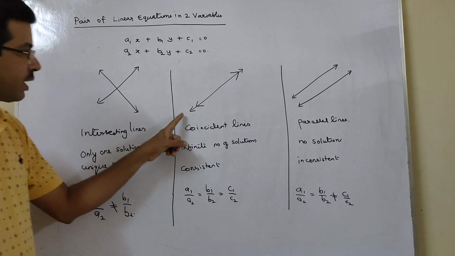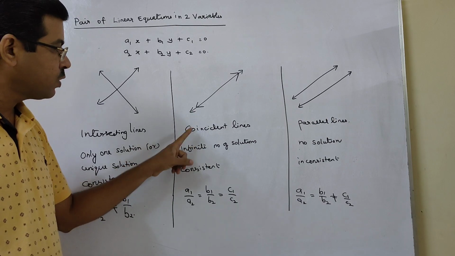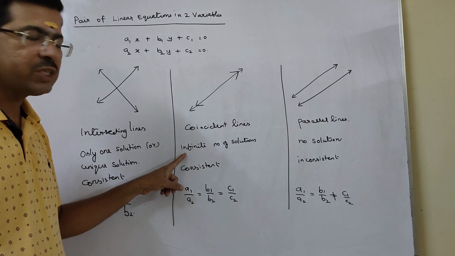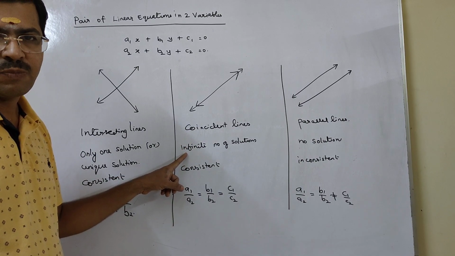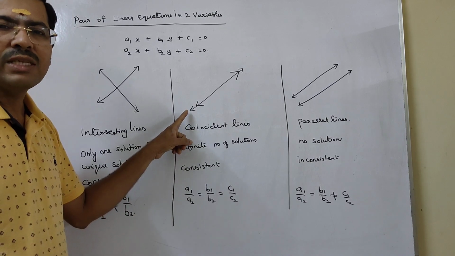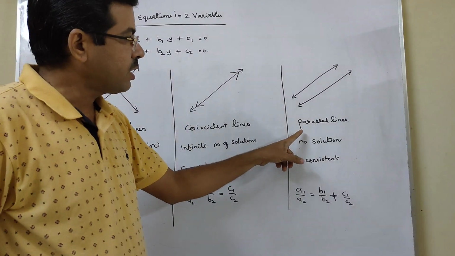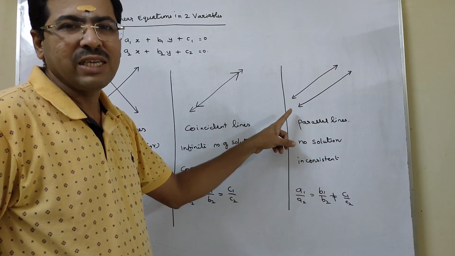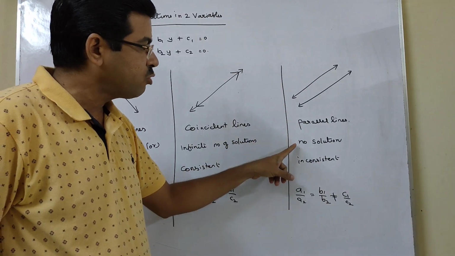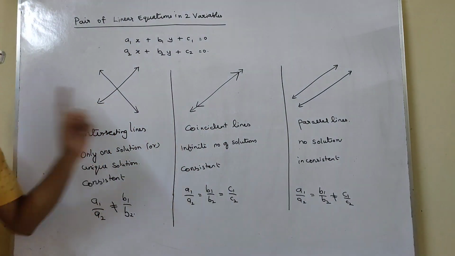And in the second type, they lie one over the other. They are touching each other at all the points, so they are called coincident lines. So how many solutions will be there for this equation? Infinitely many solutions. There will be infinite number of solutions because the two lines touch each other at all the points. And the third one is called parallel lines. They do not touch each other. They are parallel. So there will not be any solution for this. So no solutions.